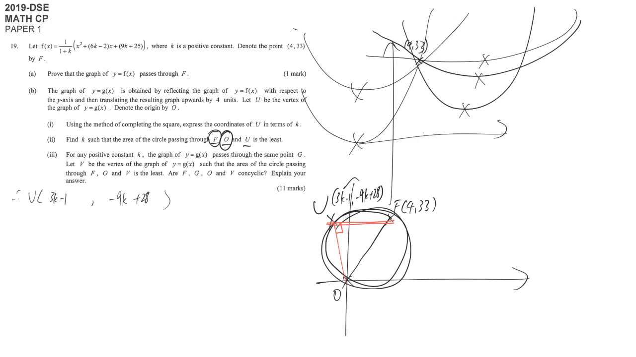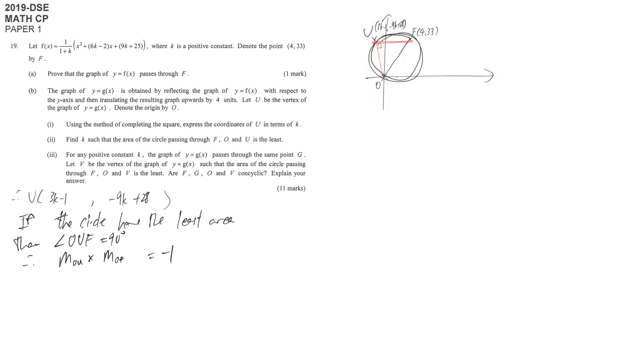So our target now is: if the circle has the least area, then angle OUF equals 90 degrees. So the slope OU times the slope UF should equal -1. So we start our calculation.